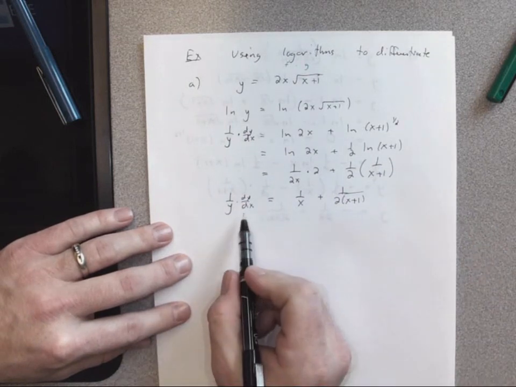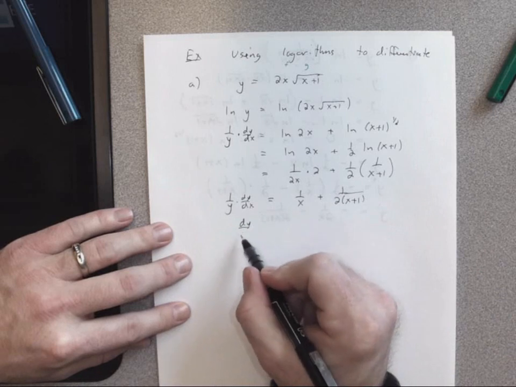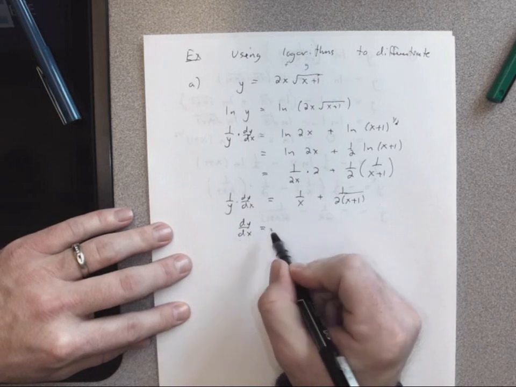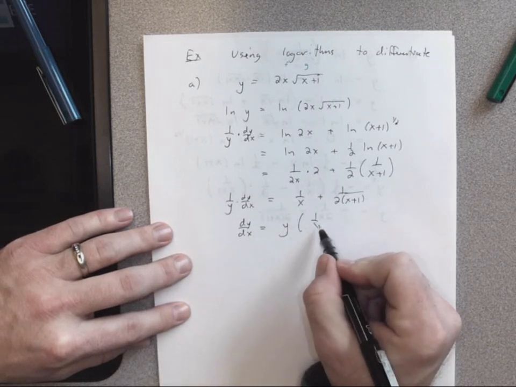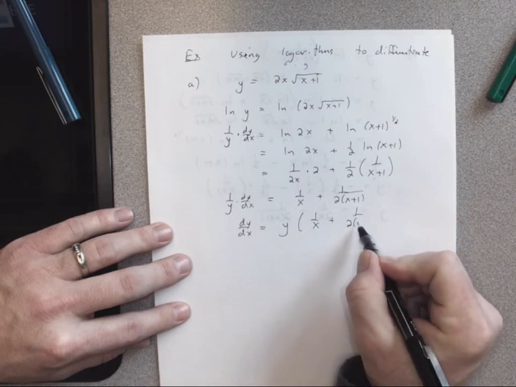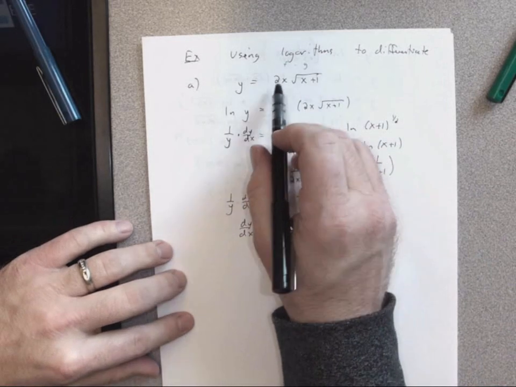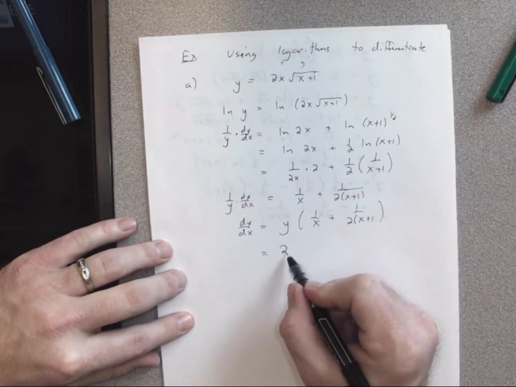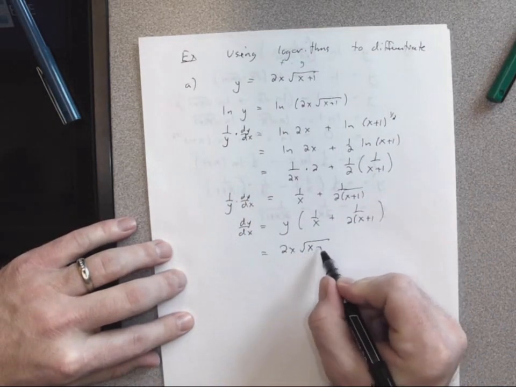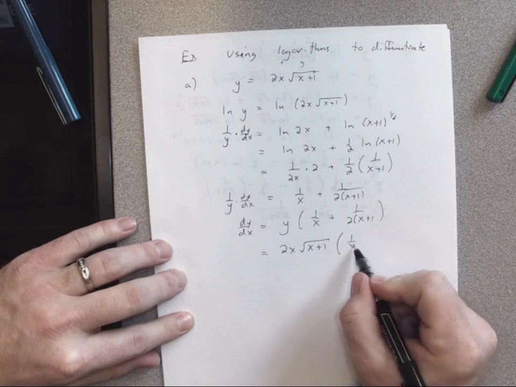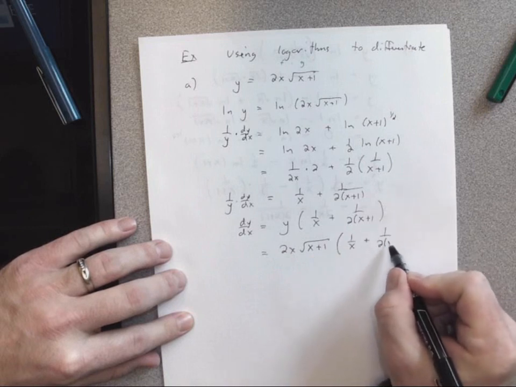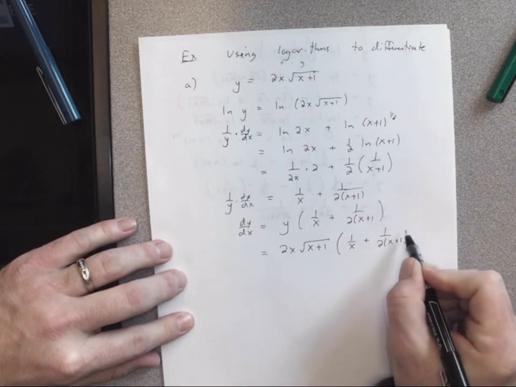So if I want to find what dy dx is, just multiply both sides by y. dy dx is going to be equal to y times this, 1 over x plus 1 over 2 times x plus 1. And remember what y is. y is this expression here. So this is going to be equal to 2x root x plus 1 multiplied by this, 1 over x plus 1 over 2 times x plus 1.